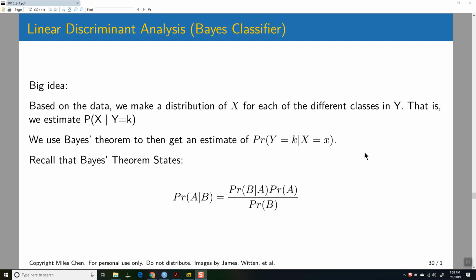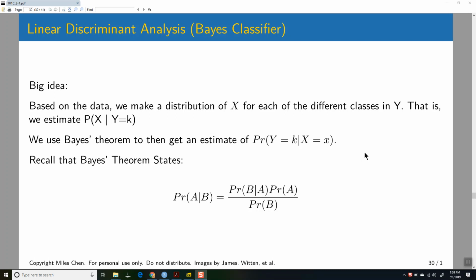All right, so we'll talk linear discriminant analysis. This is basically a Bayes classifier with a bunch of assumptions. Okay, and so the idea is this: we have our data. Our training data is labeled, right? So you have observations in one class and observations in another class.